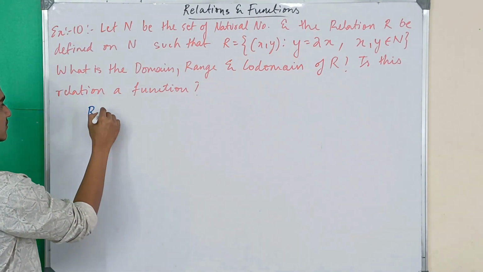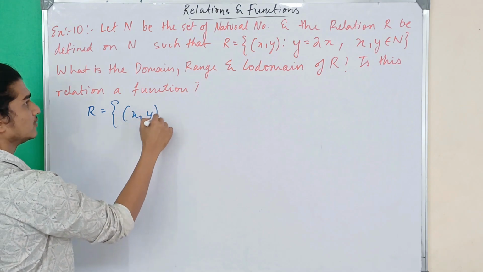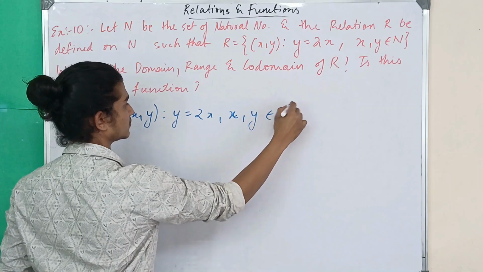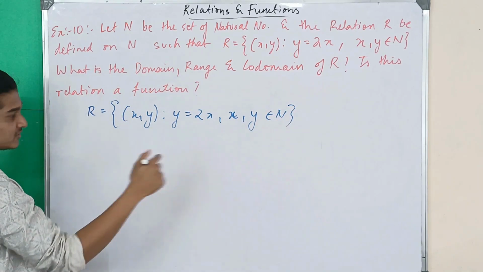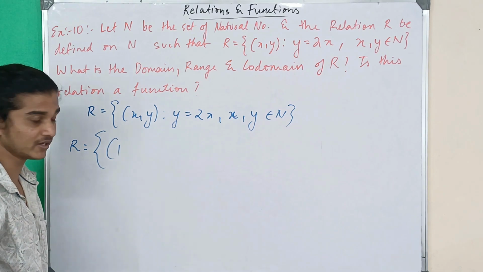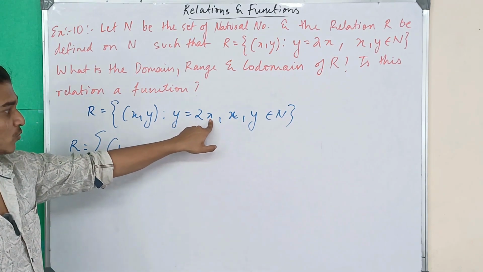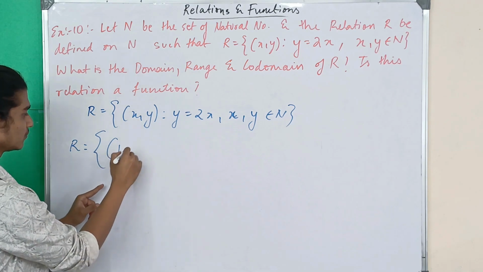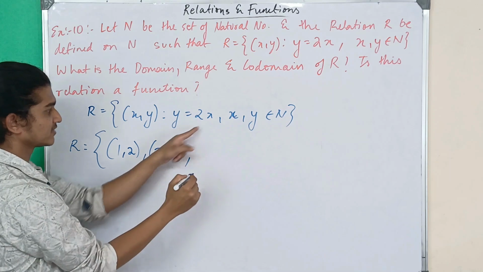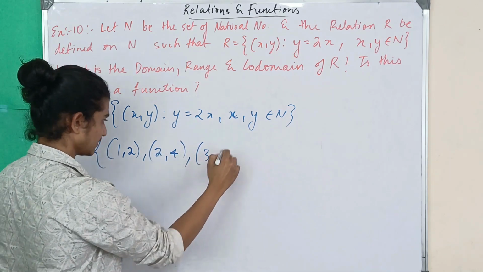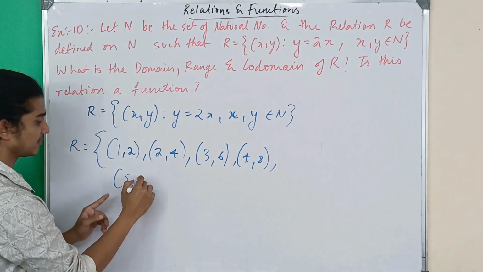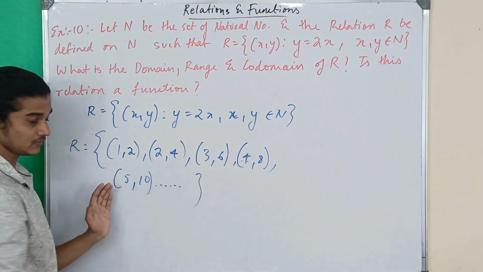So our relation is given as the set of all (x, y) such that y equals 2x and x, y belong to natural numbers. Basically our y is 2 times x. If you want to write this in roster form, it's going to look something like this. Our natural numbers start with 1. So if x equals 1, y becomes 2, so (1, 2). If I put x equal to 2, my y becomes 4. If x equals 3, my y becomes 6, and so on. If I put 4, it becomes 8, and if I put 5, it becomes 10, and so on. So this is my relation.